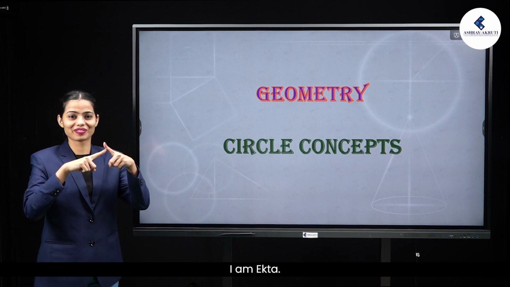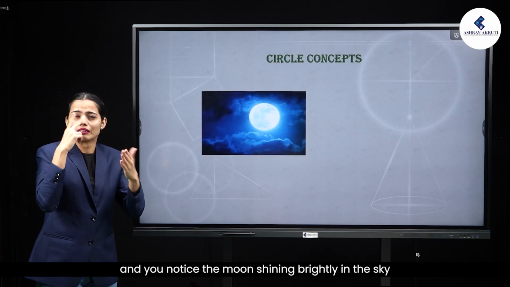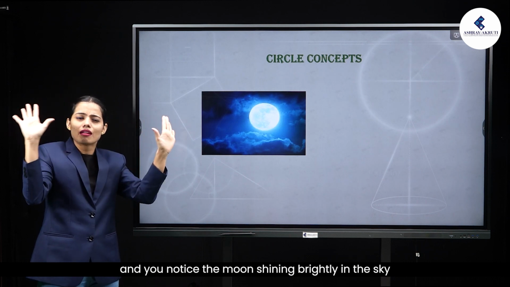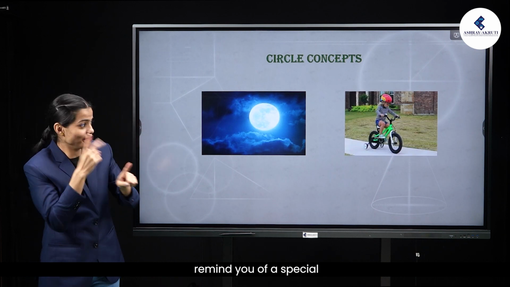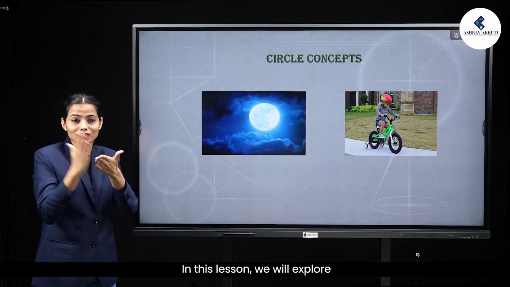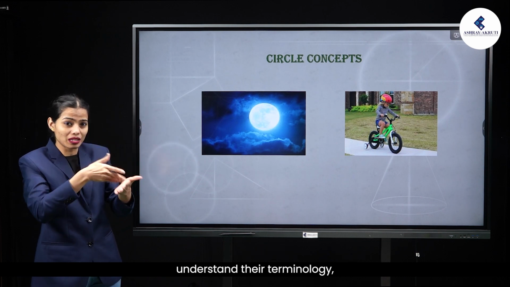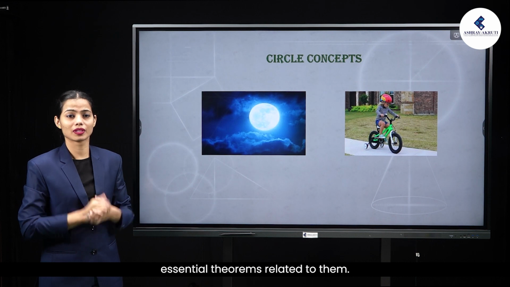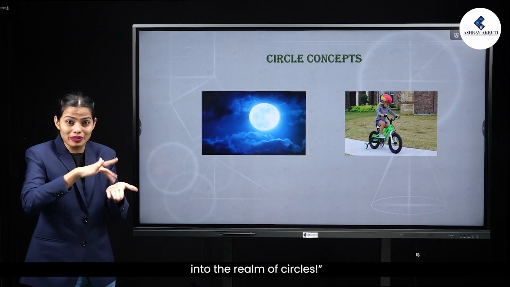Children, I am Ekta. Imagine you are stargazing on a clear night and you notice the moon shining brightly in the sky. The moon's shape and the wheels of a bicycle remind you of a special geometric figure, the circle. In this lesson, we will explore the world of circles, understand their terminology, and uncover essential theorems related to them. Let's embark on a celestial journey into the realm of circles.